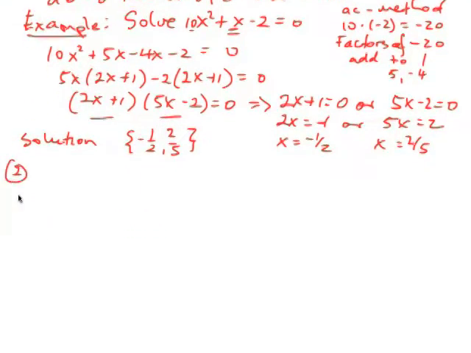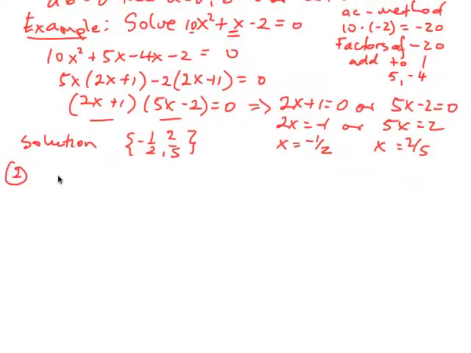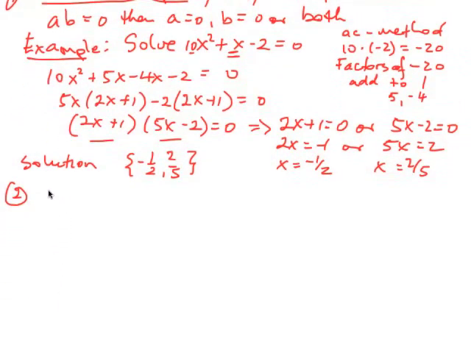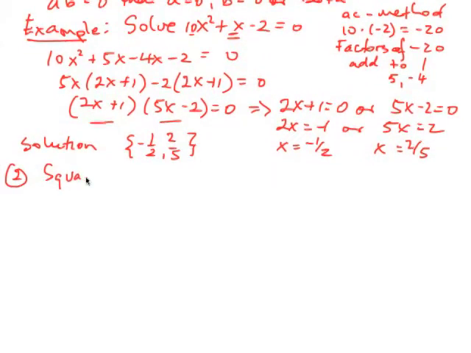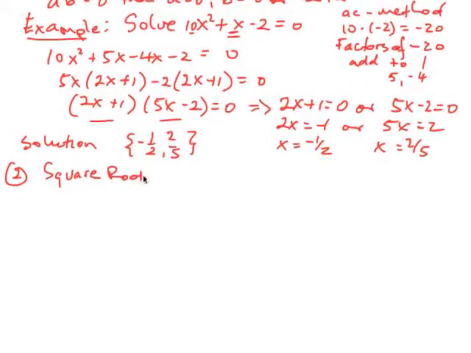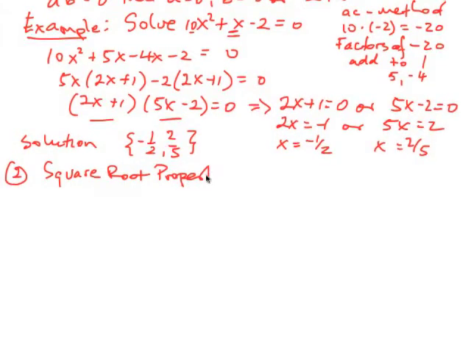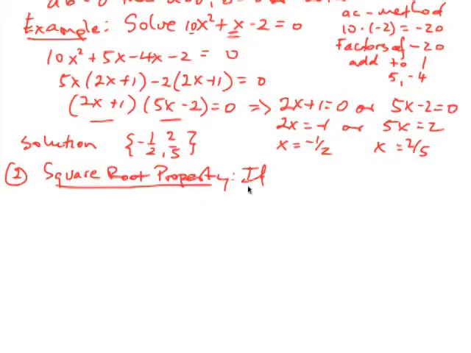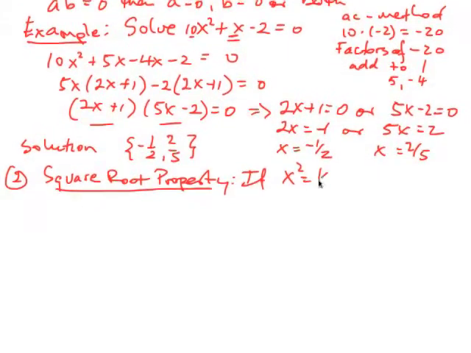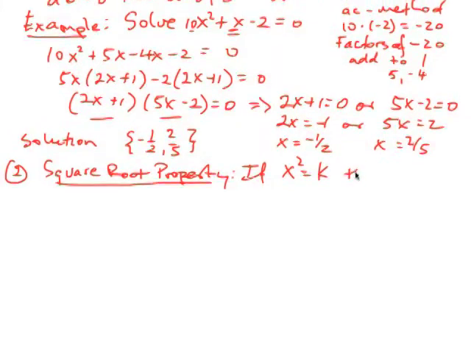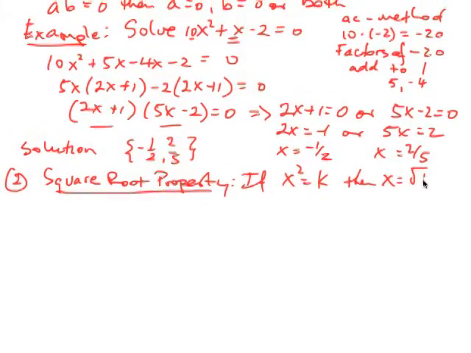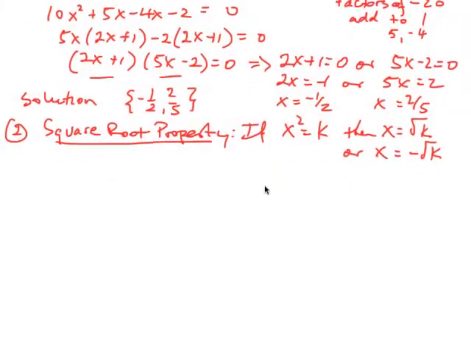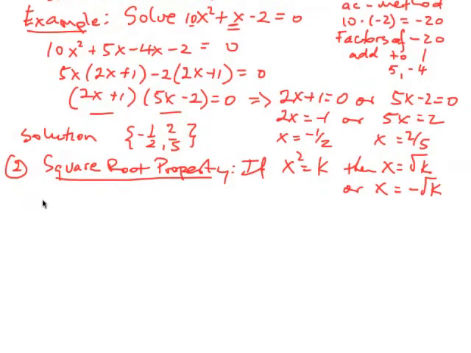Method 2 is for certain quadratics that may have a bx term missing. And this will use what's called the square root property. The square root property says this: if I have x squared is equal to k, then x is equal to the square root of k, or x is equal to the negative square root of k.